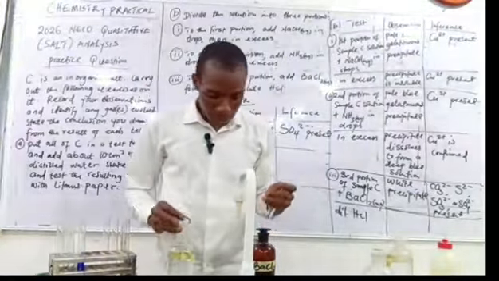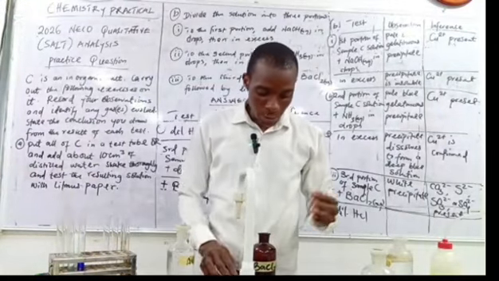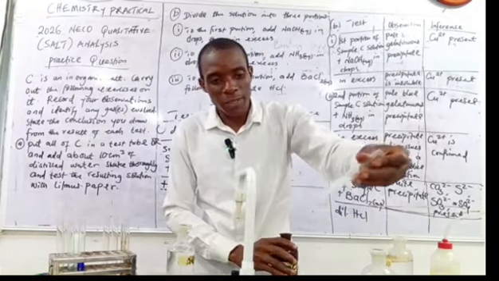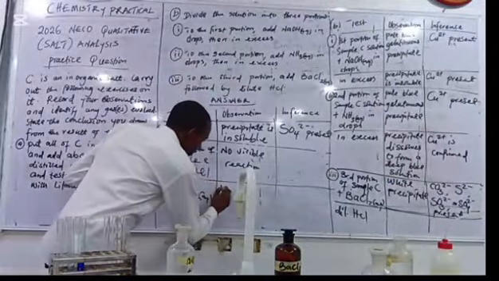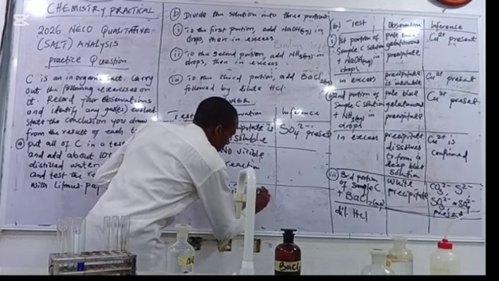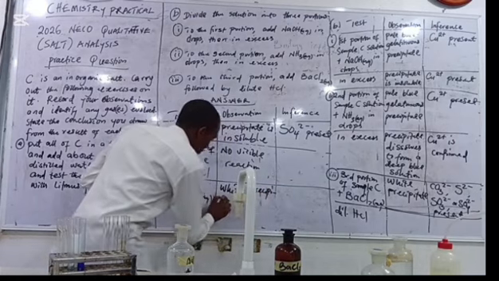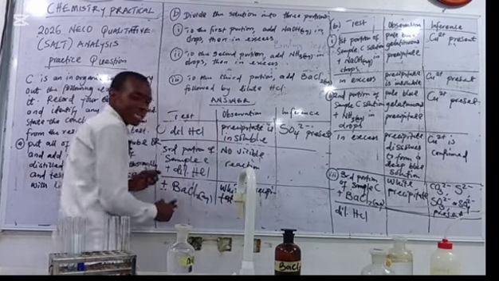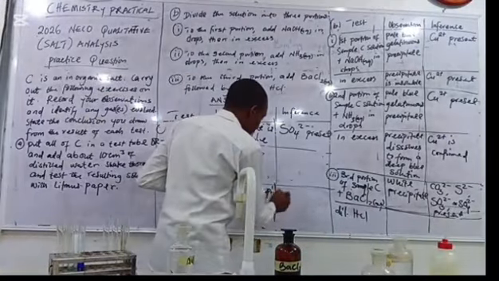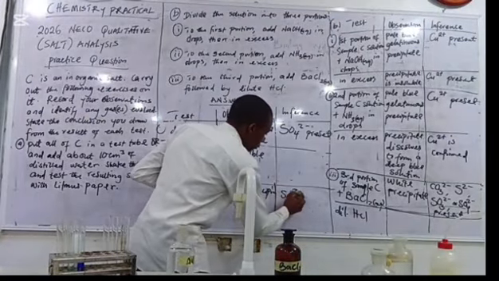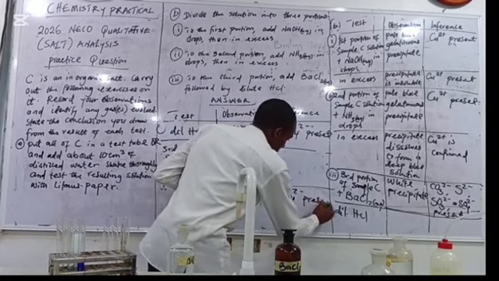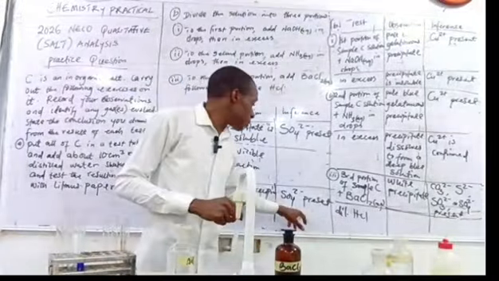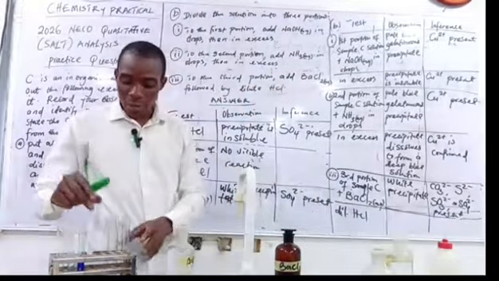So let's try that and see. To this, we are adding BaCl2. Did you see the white precipitate now? We'll write our observation: white precipitate. Now if we observe a white precipitate, that's a confirmation test for SO4. So that's SO4 2- present, or you can say confirmed. The only ion that is likely to be here is SO4 2-. So you can say confirmed.